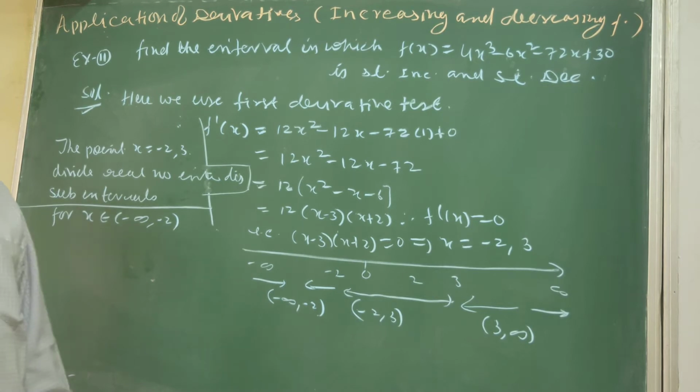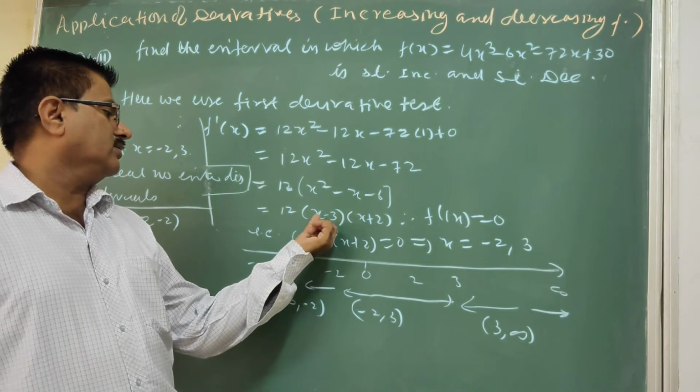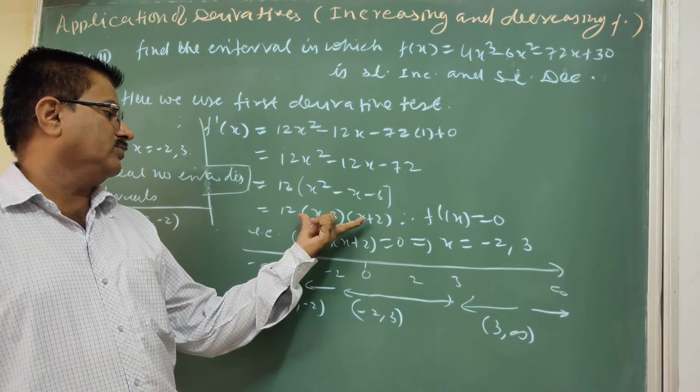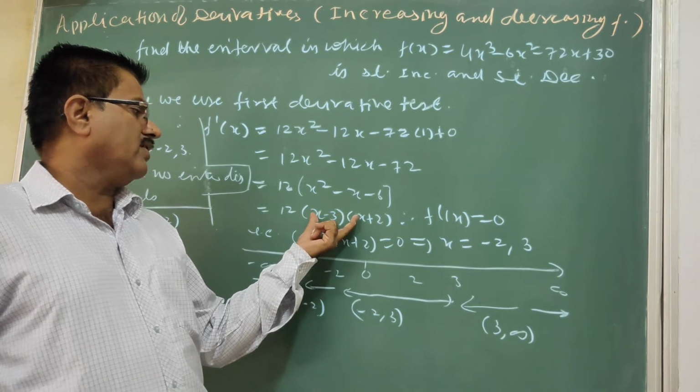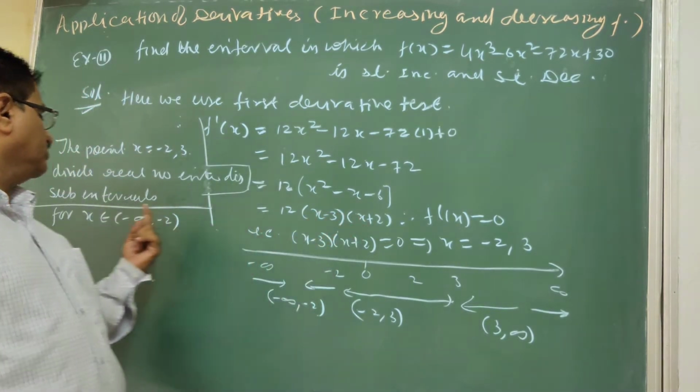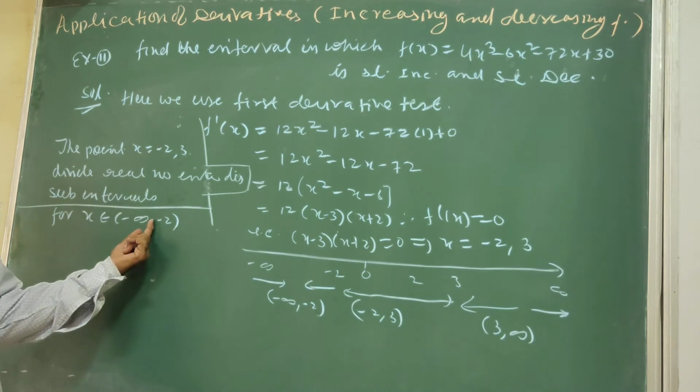Or if it is negative, then decreasing. We are not taking a calculation that consumes much time. That's why we directly solve it mentally. Suppose you can take here x equal to minus 3.